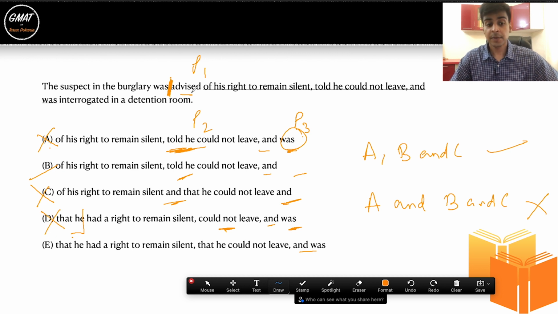Eliminated. The suspect in the burglary was advised that he had a right to remain silent. Good. That he could not leave. So it's breaking from "advised" here. I'm repeating the word "that." And then I have the suspect in the burglary was advised, was interrogated in a detention room. So the "was" is repeated here. I've already checked that it breaks from the word "advised." So here the "was" would become redundant and that's E eliminated as well. B's the answer. Done. That's parallel construction for us.